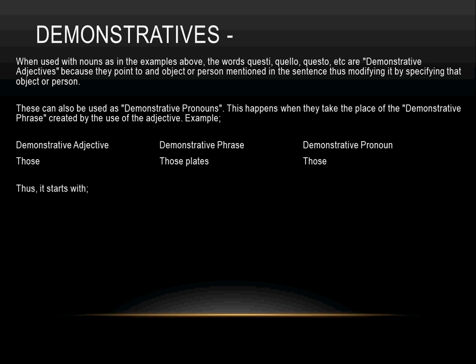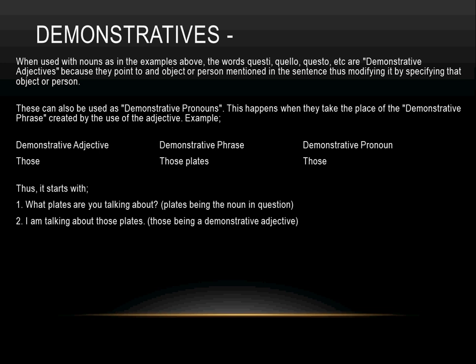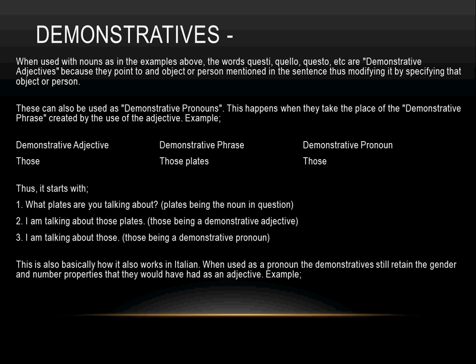Thus it starts with, what plates are you talking about? Plates being the noun in question. I'm talking about those plates, those being a demonstrative adjective because of the way it's used there. I am talking about those, being a demonstrative pronoun. This is also basically how it works in Italian. When used as a pronoun, the demonstrative adjective still retains the gender and number properties that they would have had as an adjective.